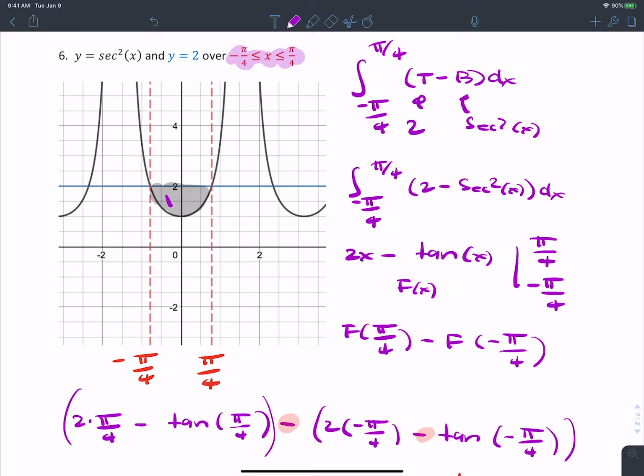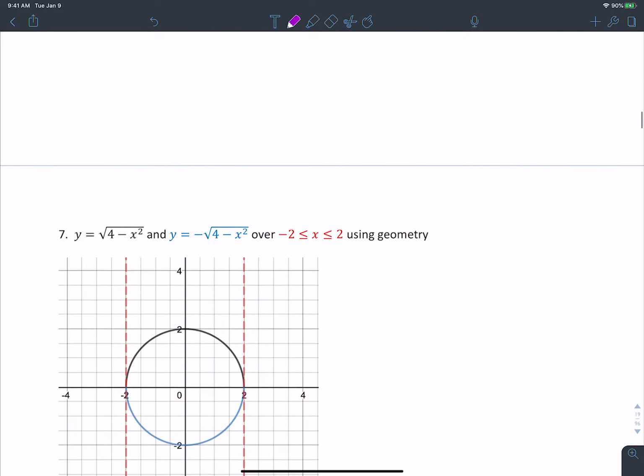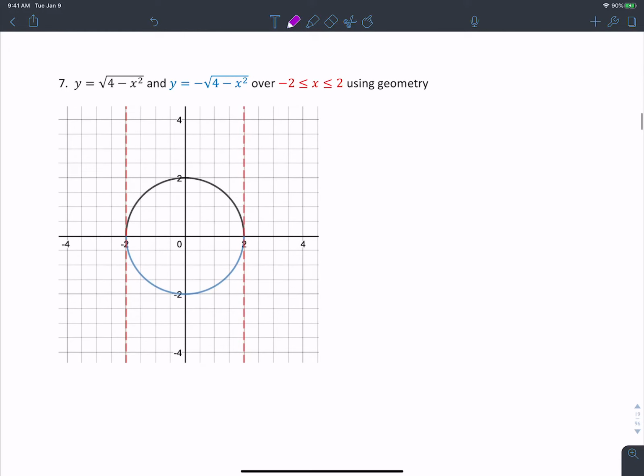That area is pi minus the square root of 2. The difference between two irrational numbers. Anyway, okay, good. Okay, look at number 7.